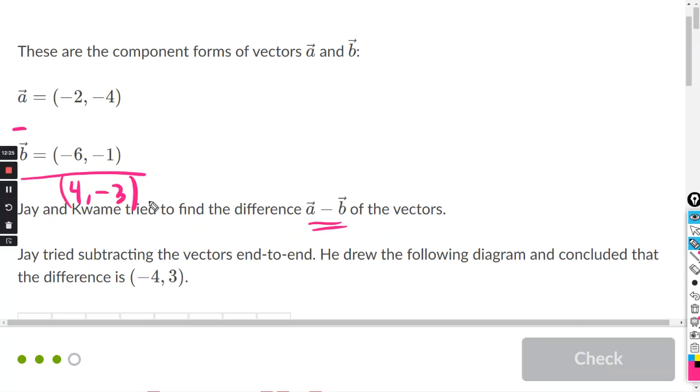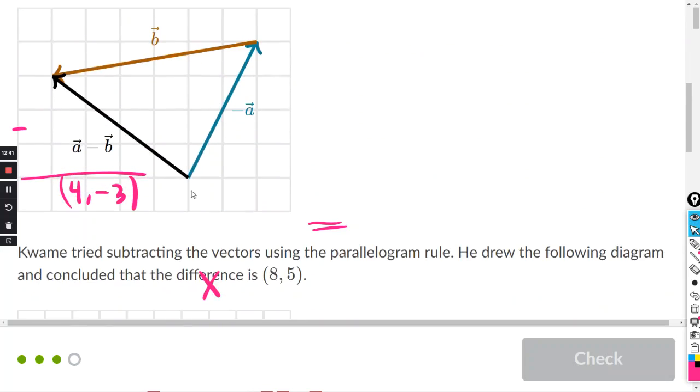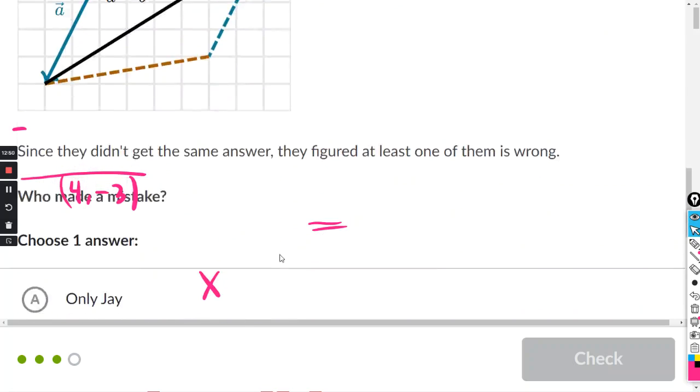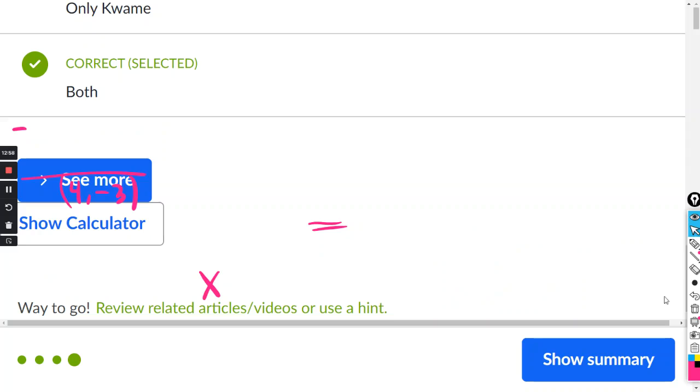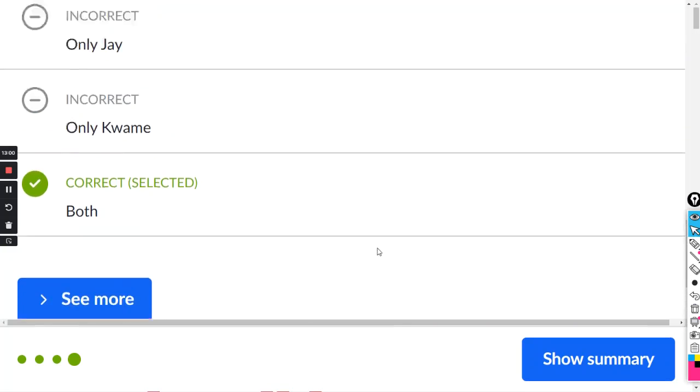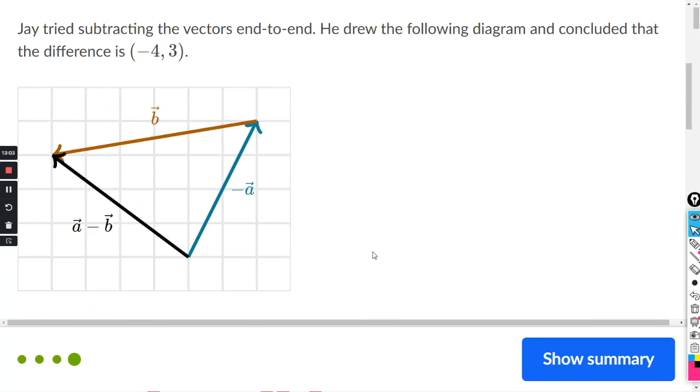So that's going to be A minus B. So Jay did not get it correct. We want 4, negative 3, and Jay got negative 4, 3. So Jay is wrong, and if we scroll down, Kwame got 8 comma 5, but we want 4, negative 3, so Kwame is wrong as well. So really both of them made the mistake. Let's see what they did wrong graphically. I did it the easy way, but let's see what they did wrong.